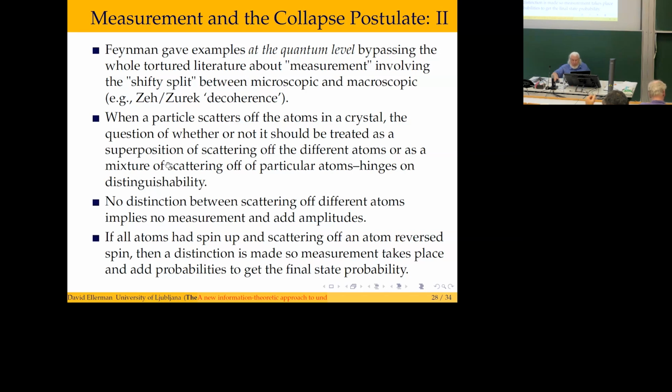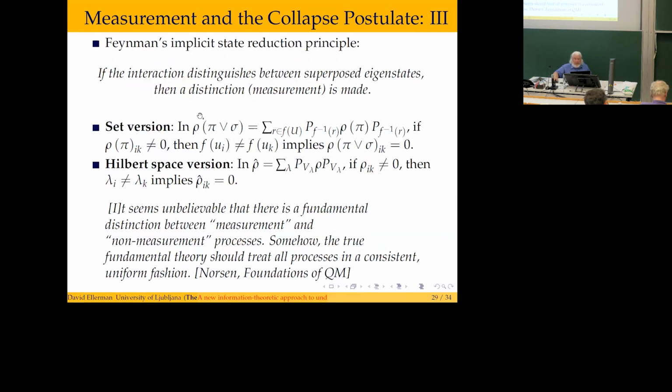Feynman gave examples at the quantum level, and one of the favorite ones is a particle scattering off atoms in a crystal. Can you tell after the scattering which atom the particle scattered off of? If you cannot distinguish which atom in the crystal it scattered off of, then you add amplitudes. Otherwise, if you can tell the difference, for example, if you had spin up and the scattering flipped the spin, then you have a measurement and you add the probabilities.